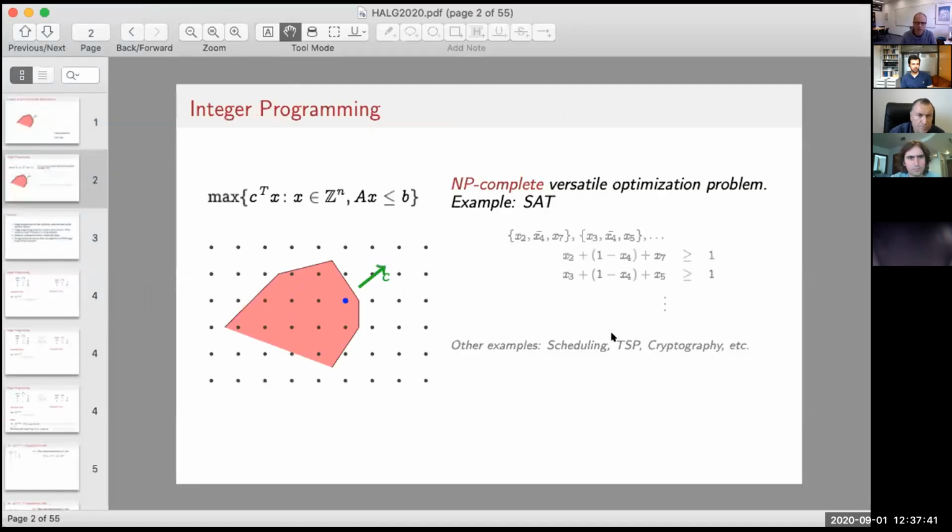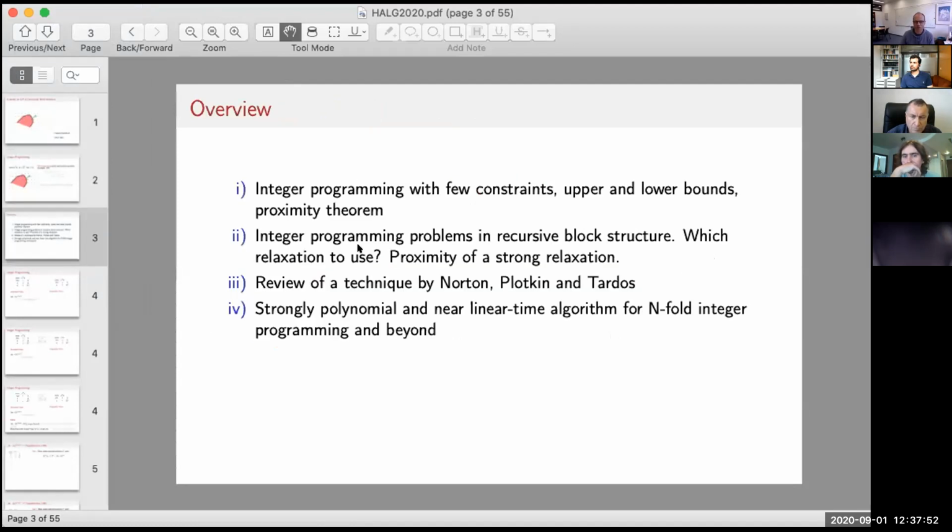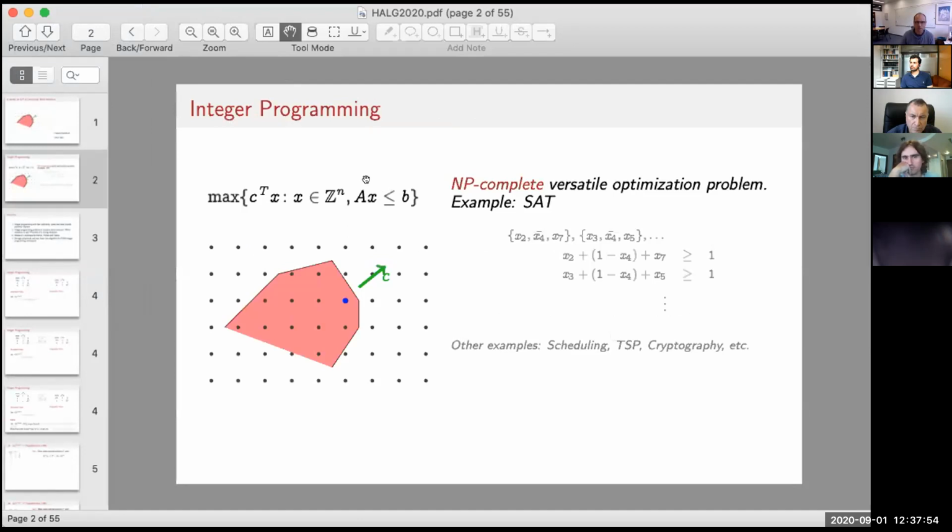All right. So here's what our protagonist is. This is integer programming. In integer programming, you are given a set of linear inequalities, and these linear inequalities define a polyhedron. This is this pink area here. And you have a linear objective function, and the goal is to find an integer point in this polyhedron defined by the inequalities that maximizes this linear objective function. Now, this is an NP-complete and versatile optimization problem.